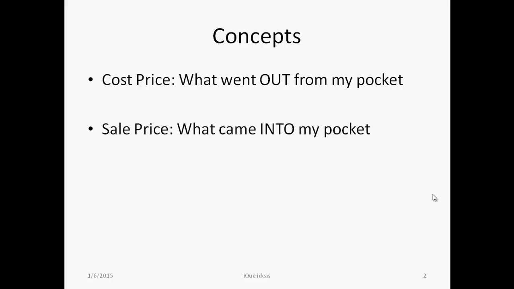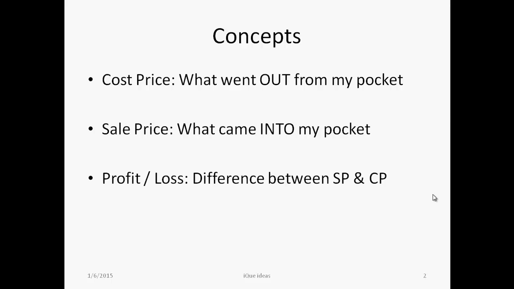The sale price is what you earn from selling something. Basically, it is what comes into your pocket. So the same book, if you happen to sell it to your friend for rupees 120, then rupees 120 is what the person gives you. It comes into your pocket. So that would be counted as your sale price.